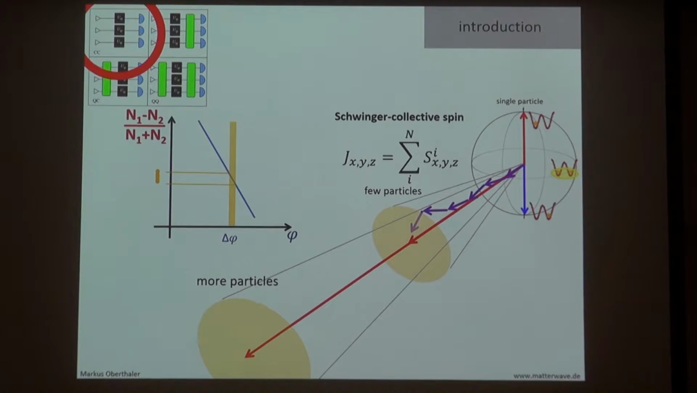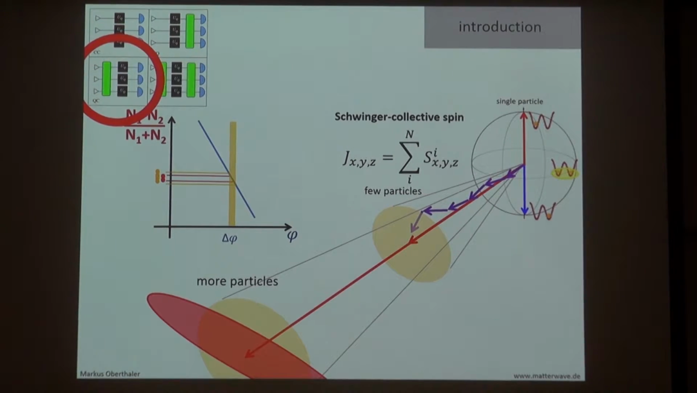Now this is a classical limit, and we want to do better, and with this drawing you can easily do better by just squeezing this whole thing. So you make the uncertainty smaller in this direction where you want to measure, at the cost of the other direction.